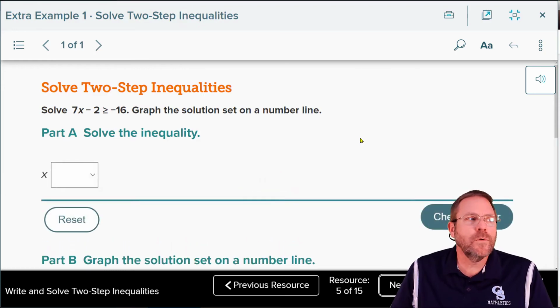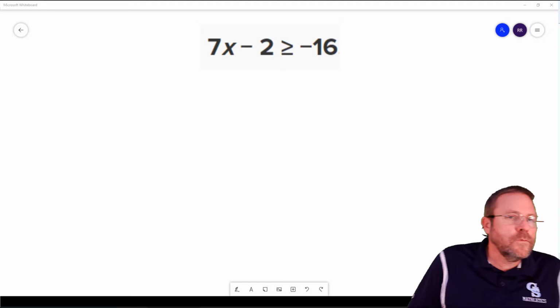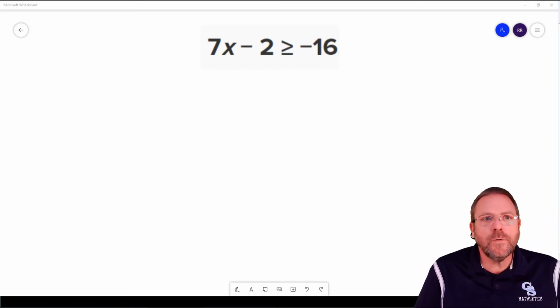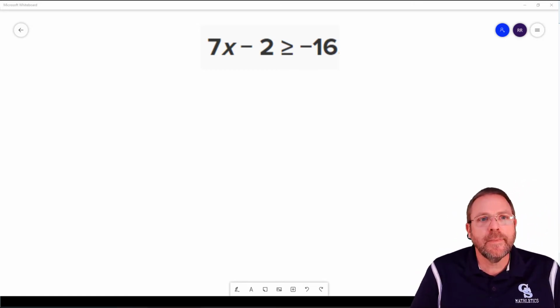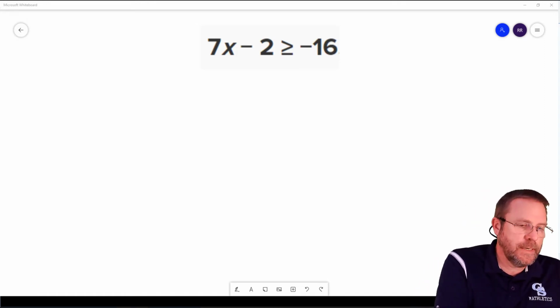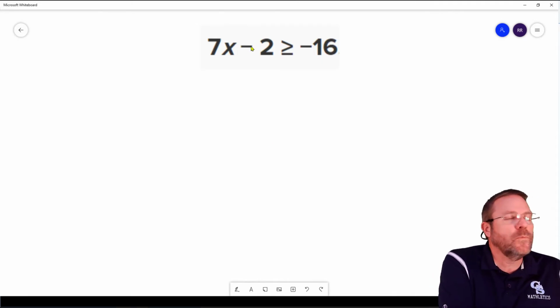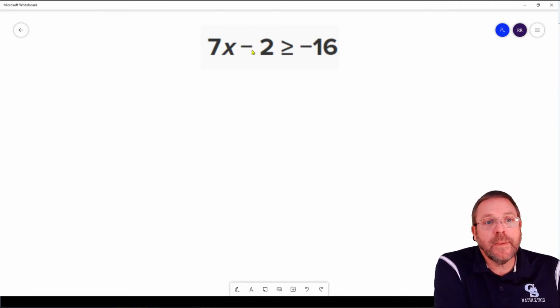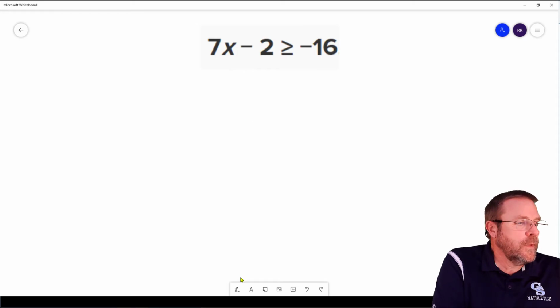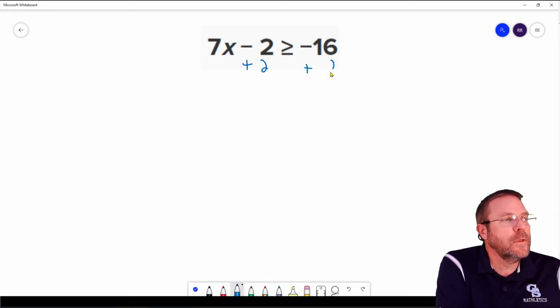Now it's going to be your turn. Work extra example 1. Check your answers. Alright, to solve this problem, I'm going to undo addition and subtraction first. That means the first thing I need to do is get rid of this minus 2 that I have going here, because the 2 is what is subtracting itself from the x. So I'm going to get rid of that by adding 2 to both sides.